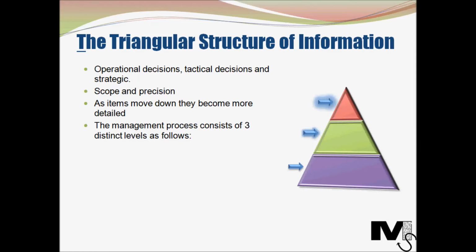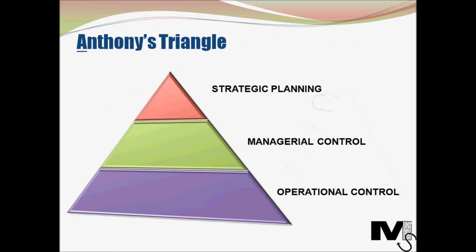Now, the management process consists of these distinct levels as proposed by Anthony. The level at the top is the strategic planning level. The level in the middle is the managerial control level, and the level at the bottom is the operational control level.